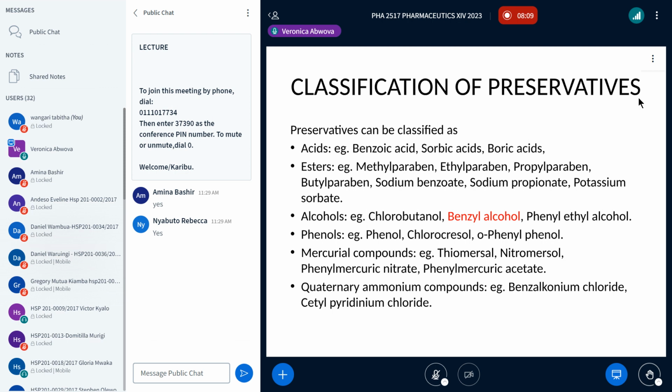So we have acids, for example, benzoic acid, sorbic acid, boric acid. We have esters such as the parabens, okay. These are the methyl paraben, ethyl paraben. Those are some of the examples. Then we have alcohols, chlorobutanol, benzyl alcohol. We have phenols, such as phenol itself, chlorocresol, phenylphenol. We have mercurial compounds such as thiomersal, nitromersal. We have quaternary ammonium compounds such as benzalkonium chloride, cetylpyridinium chloride.